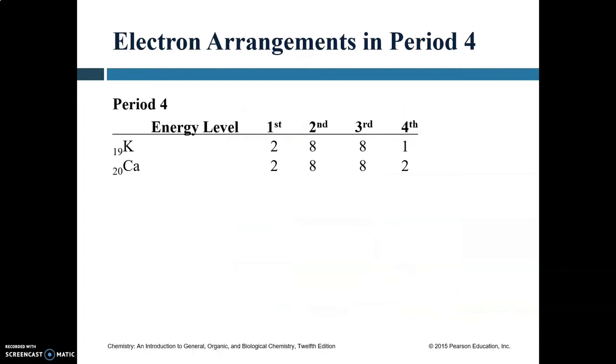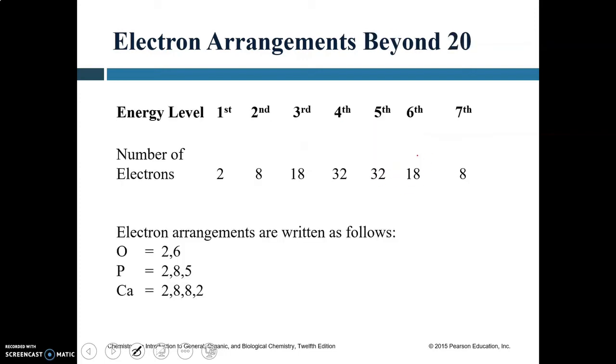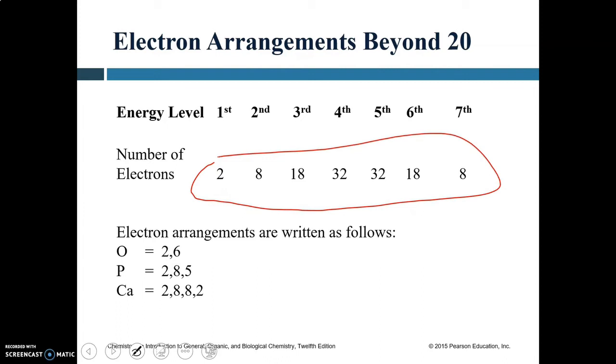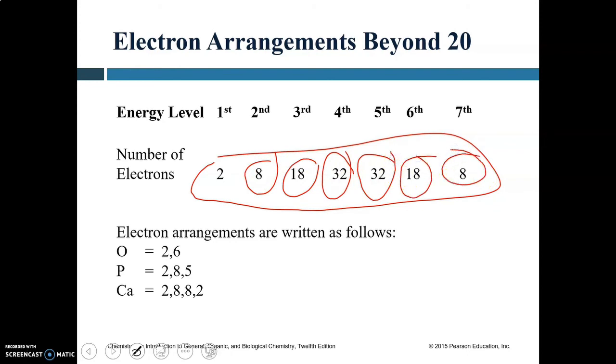Here, the fourth period, you can see that potassium, still a representative element, has first, second, and third energy levels fully occupied. It has 1 electron in the fourth, and calcium, which is in the second group, has 2 electrons in the fourth. So how does it work theoretically? In theory, the maximum number of electrons on each level is presented here. So 8 on the second, 18 on the third, 32 on the fourth, same as for the fifth. Then for the 6th and 7th, the number of electrons decreases.